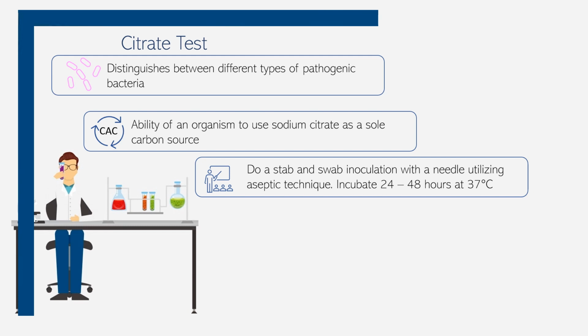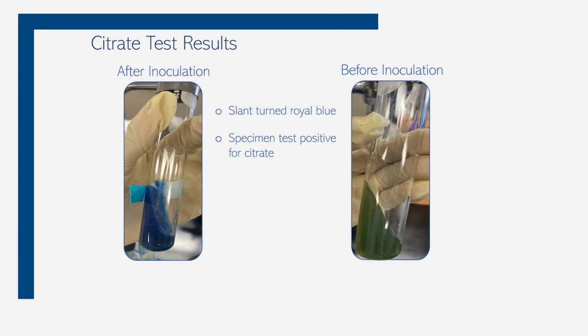This is the fourth test that I performed. This test helps us distinguish between different types of pathogenic bacteria found in the stomach by looking at the ability of an organism to use nutrient sodium citrate as a sole carbon source. If the slant remains green, this means the specimen tested negative for citrate. If the specimen is positive for citrate, the slant will turn royal blue. My results prove that my specimen is positive for citrate because of the royal blue color.